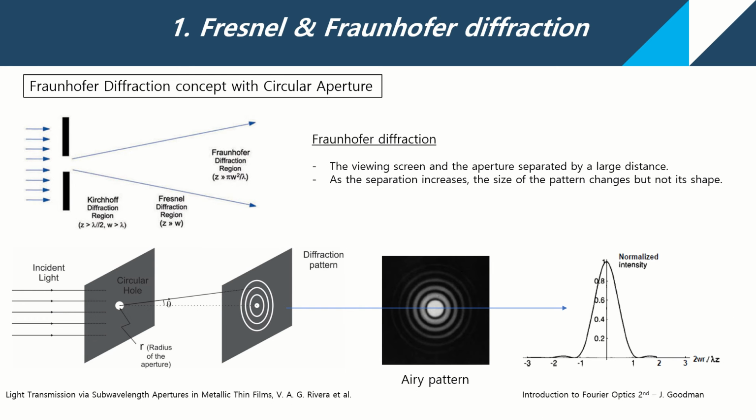In case of Fraunhofer diffraction, the viewing screen and the aperture are separated by a large distance. As the separation increases, the size of the pattern changes but not its shape. In case of a circular aperture, we can get a special diffraction pattern called the Airy pattern. The normalized intensity is shown here.